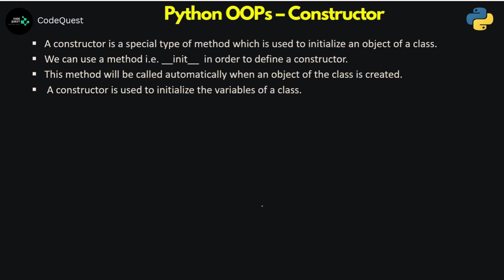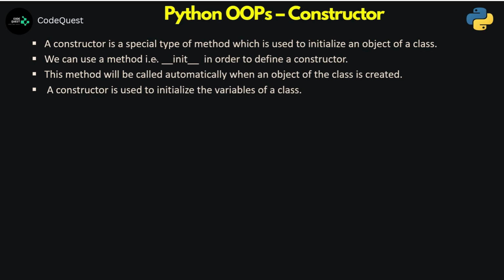A constructor is a special type of method which is used to initialize an object of a class. Usually when we create an object, the object is going to keep a copy of the instance variables with it. So if I want to initialize those instance variables by the time the object is being created, we can take the help of the constructor.